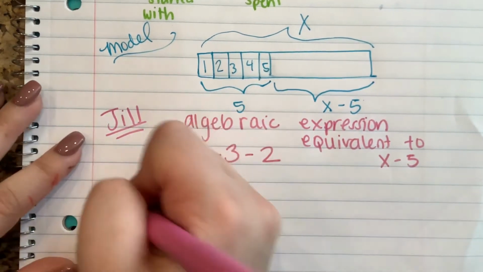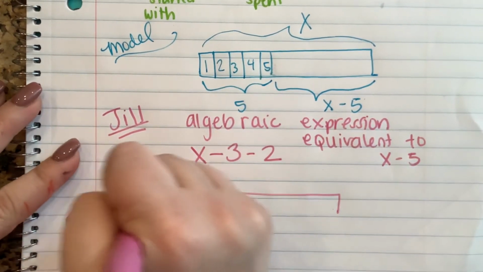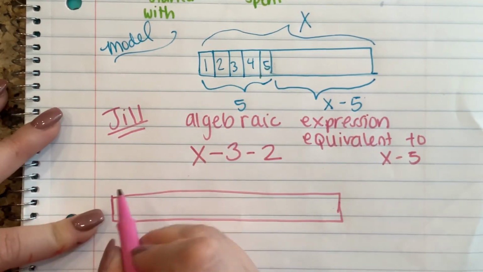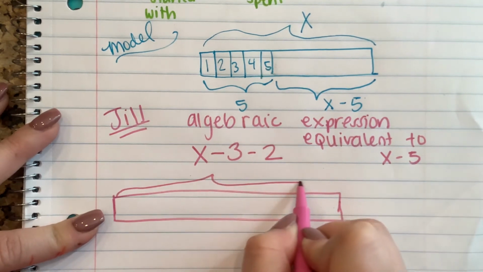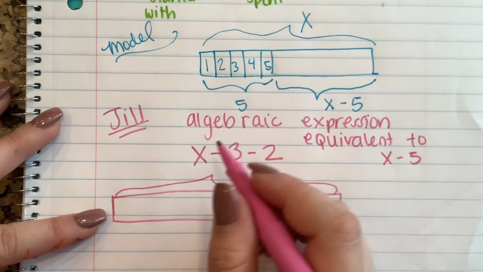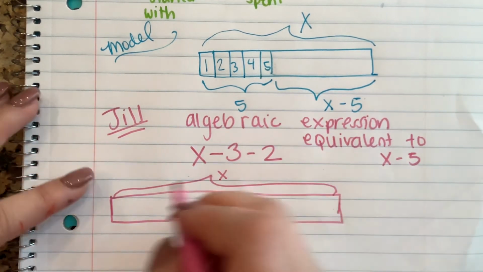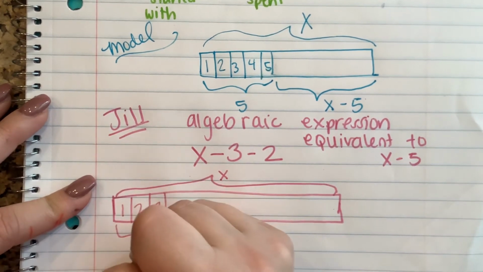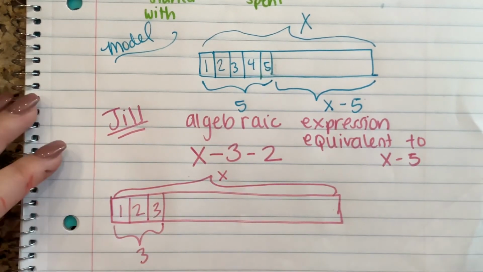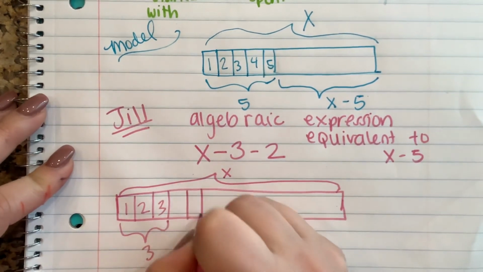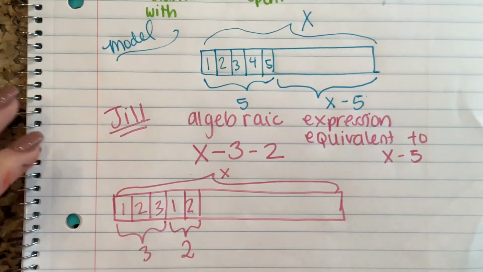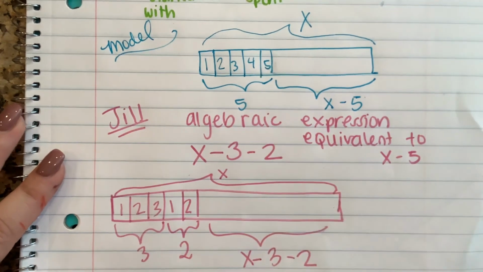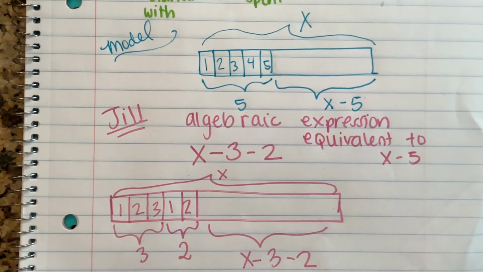Now, how do we model Jill's problem? We're going to draw out her bar. This entire bar represents my x. Now I'm taking away 3. 1, 2, 3. That represents the money that she spent on ice cream. Then she spent $2 on a snack, so I'm going to go 1, 2. That's the $2 she spent on a snack. And the rest here, I have x minus 3 minus 2, my algebraic expression. I keep saying equation, I mean expression.